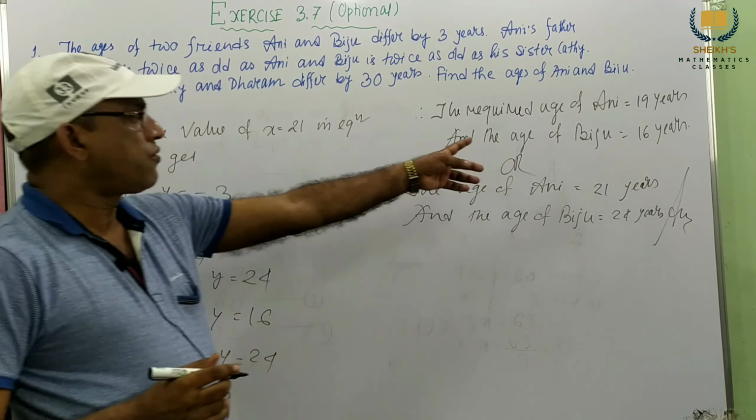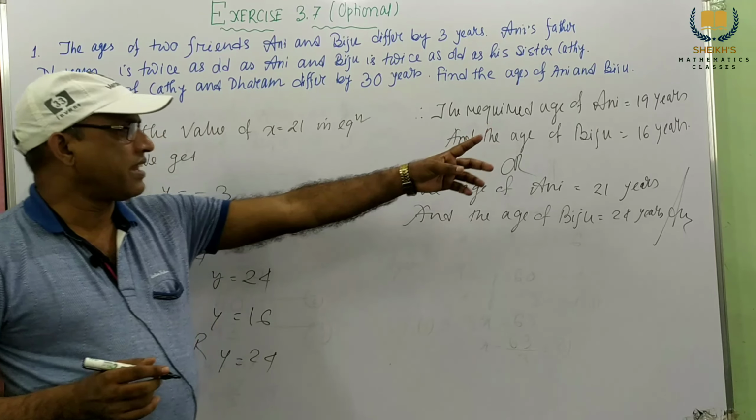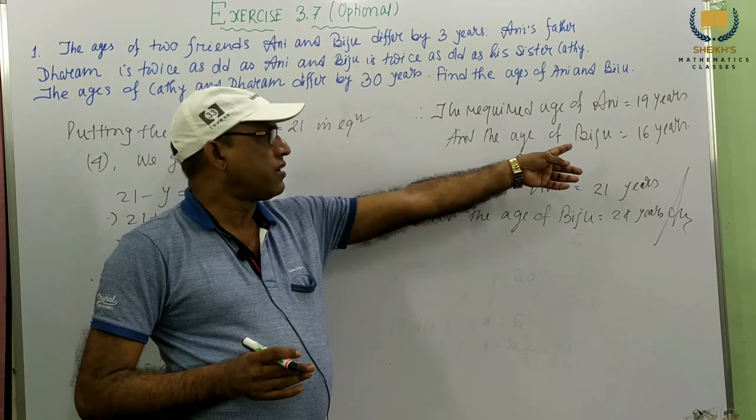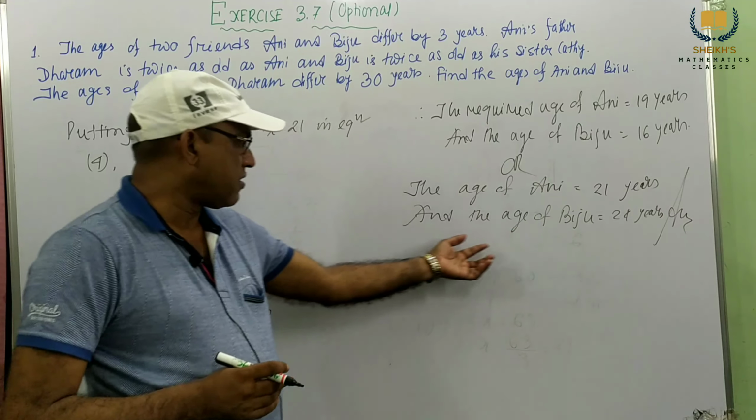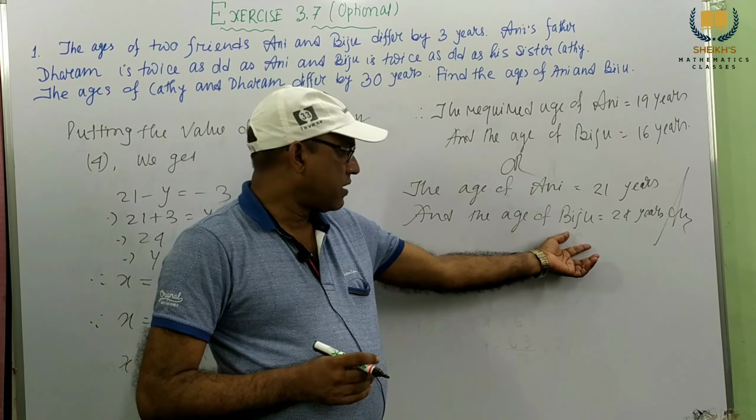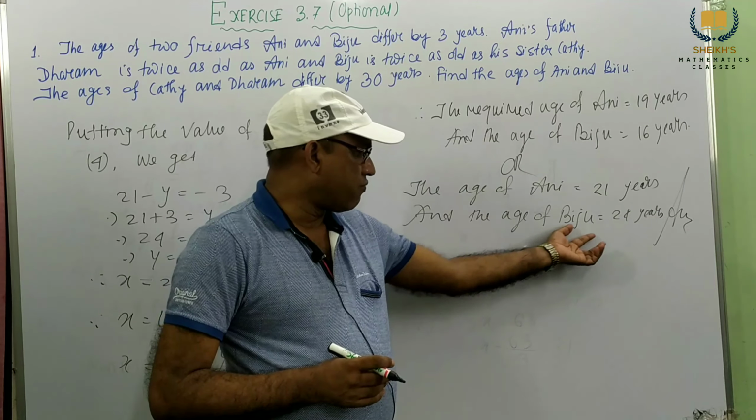Required age of Ani is 19, and the age of Biju is 16 years, and the age of Ani is 21 years, and the age of Biju is 24 years. This is our answer. We consider another interesting problem.